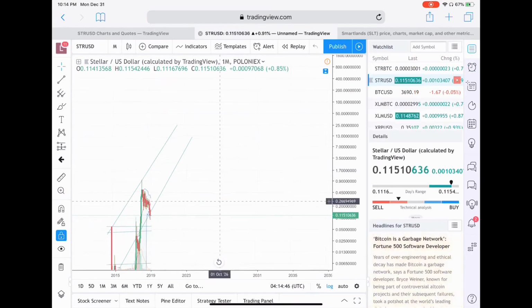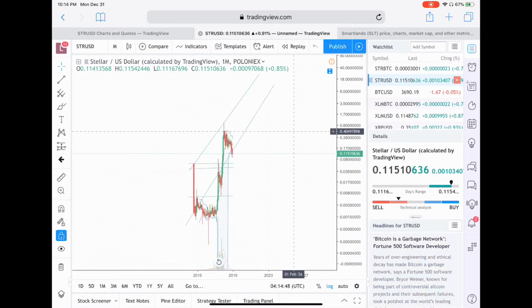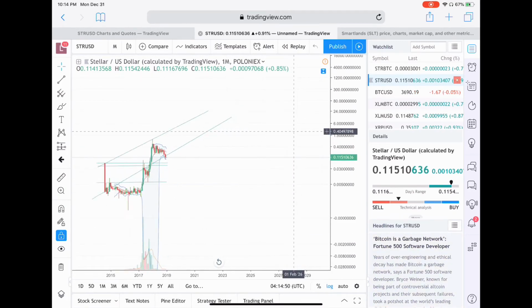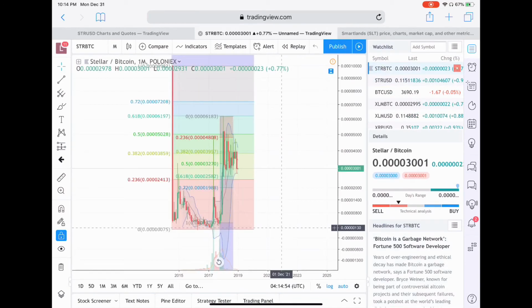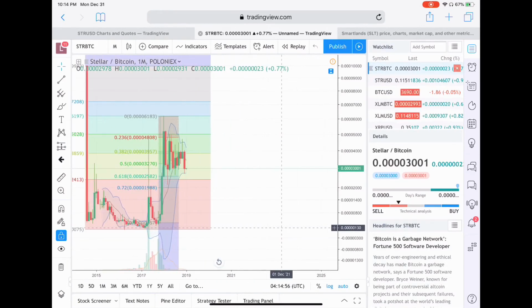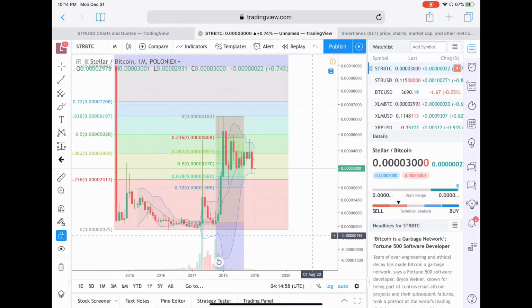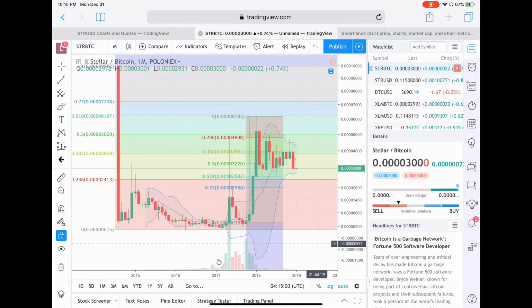Okay. People generally ask, well, if we're going to be in a bull market, why not get into Bitcoin? Wouldn't that give me a better ROI? Nope, it will not. Because if you go to Stellar BTC and you look at the charts there, you see that Stellar has been gaining on Bitcoin, and right now it's in a correction.